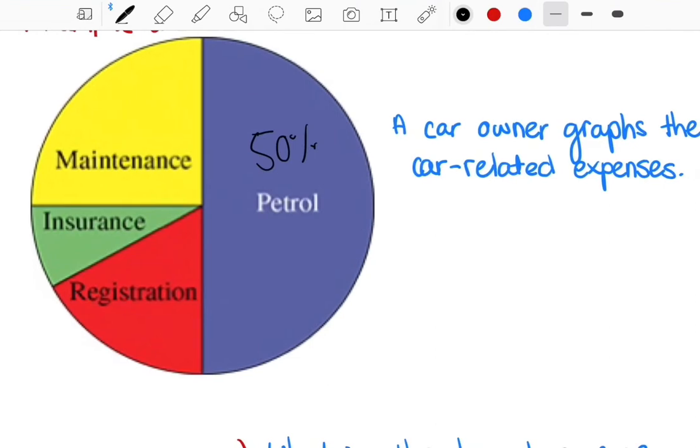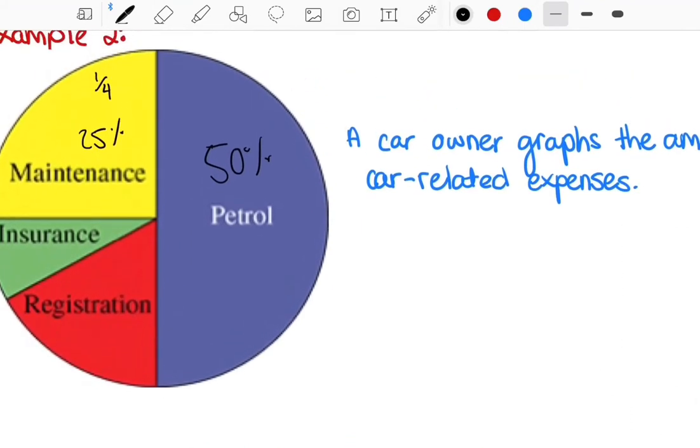Okay, now I can't really tell the green one, which is insurance, or the red one, because it's not really very straightforward. But if I look at this maintenance one, it's a quarter of the circle, which means it is at 25%. So we definitely know for sure 2 sections and how much they are. So that's good.